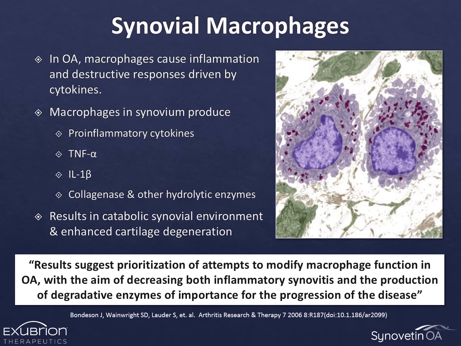It's worth noting that the cytokines interleukin-1 and tumor necrosis factor alpha can be self-producing and can act synergistically. A key point from the study conclusions is that the synovial macrophage warrants prioritization in the quest to influence OA disease.